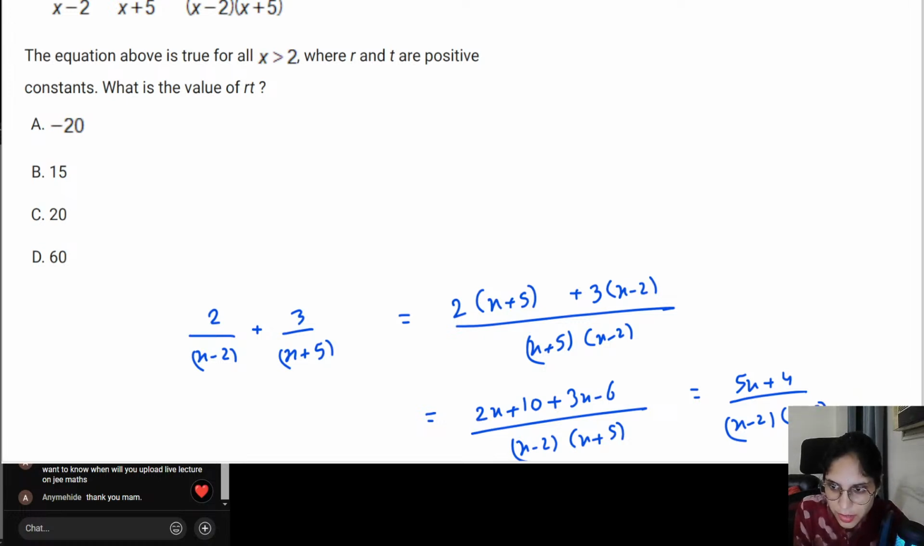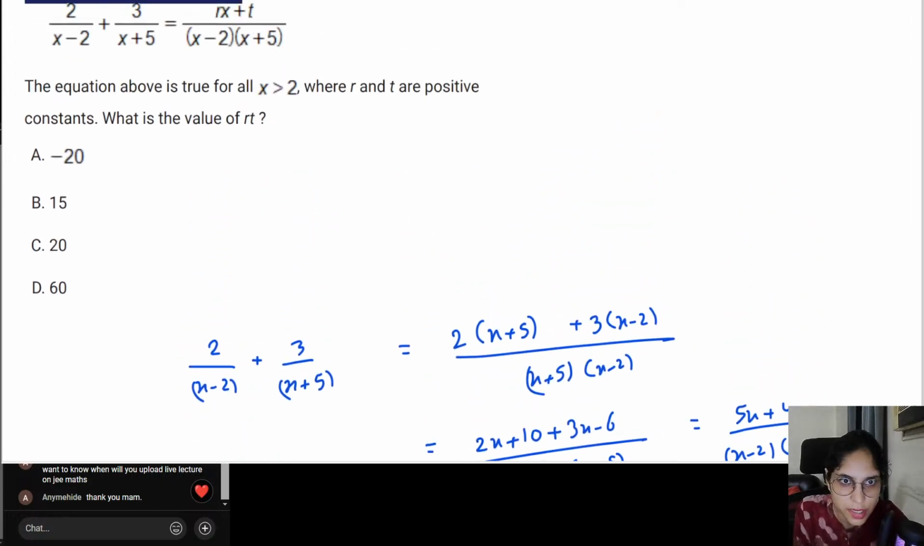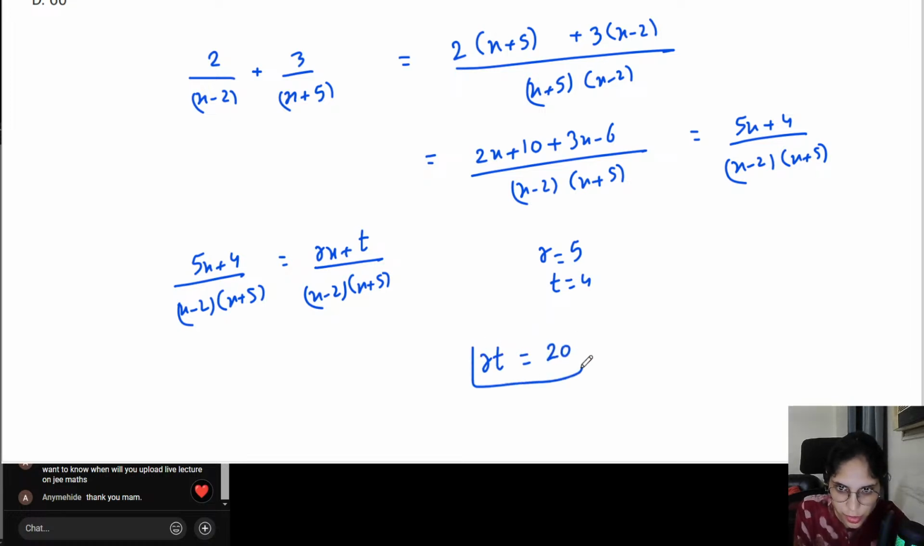And now you compare this with the equation given over here, that is Rx plus T. Denominator is same, so I have to compare the numerator. The coefficient of x, R is 5, T is 4. So RT is going to be 20. 5 times 4 is 20.